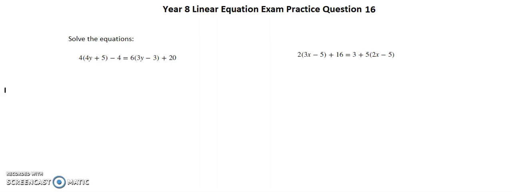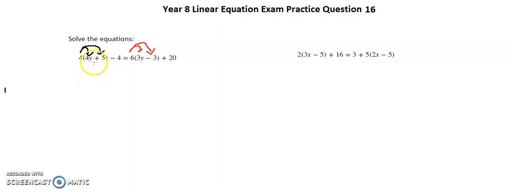I would like to get rid of our brackets, so we're going to expand. That means we've got 4 times 4y, and we've got 4 times 5. So likewise on the second part, we've got 6 times 3y, and we've got 6 times negative 3. So let's just quickly solve that part.